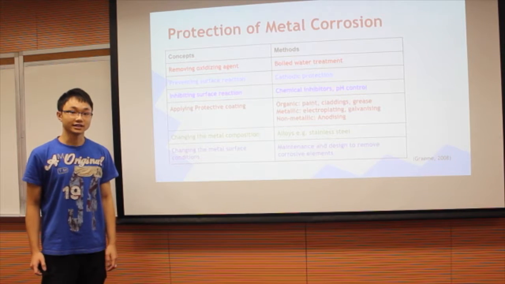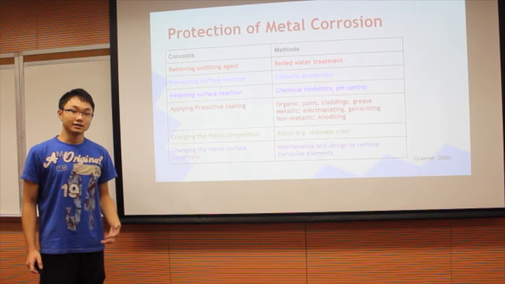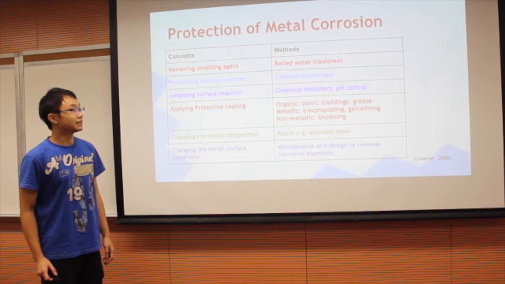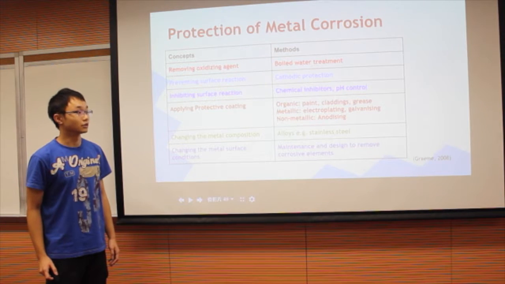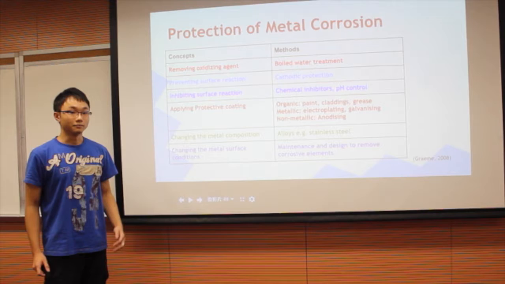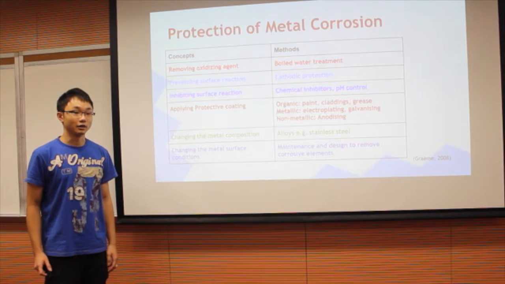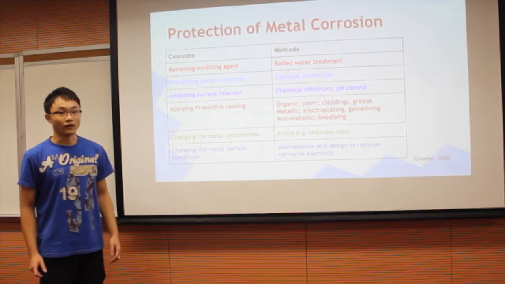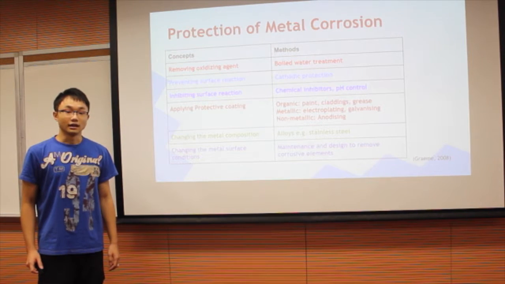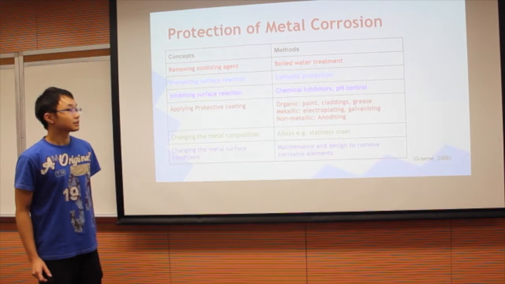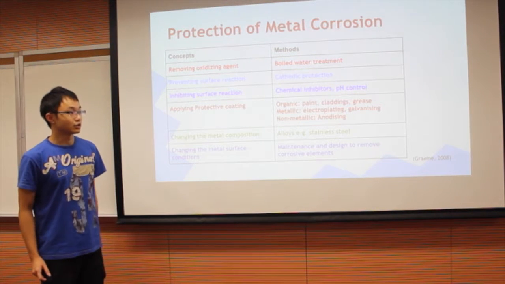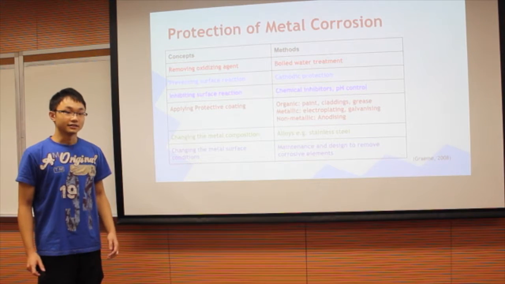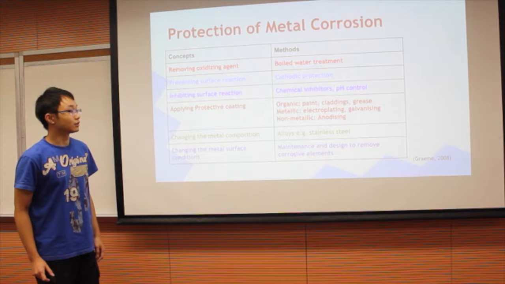Paint is for fixed equipment, and you can add it as a barrier to protect the metal from corrosion, preventing it from directly contacting water and oxygen. And the grease method is for the movable parts of some metals. And the metallic coating includes electroplating and galvanizing. Galvanizing is the plating of zinc, and it can also protect the metal from corrosion.